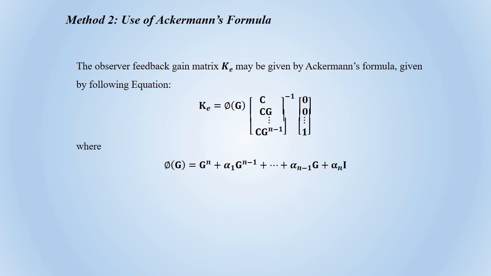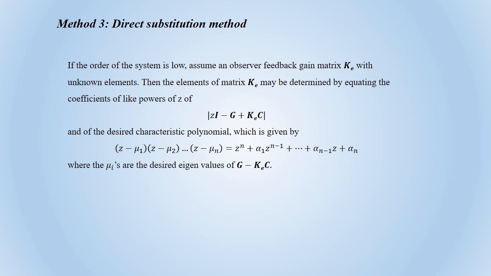Next, method 3 is direct substitution. Of course, if the system is of lower order, then we can assume the observer gain matrix Ke, and we can find the elements of |zI minus G plus Ke C|, and equate it to the desired characteristic equation, where the mu i's are the desired eigenvalues, mu1, mu2 up to mu n of the characteristic equation of G minus Ke C. Equating the like powers of z will give you the values of the Ke coefficients.